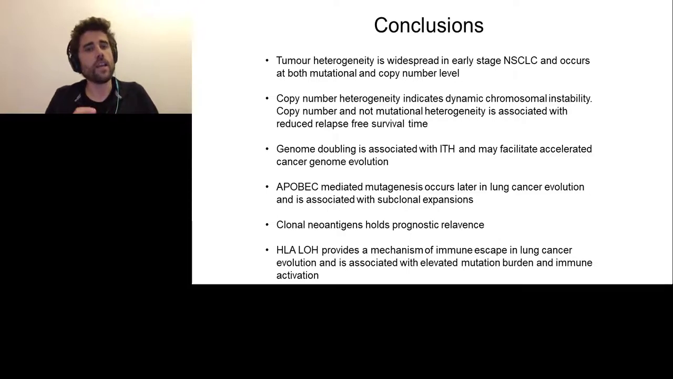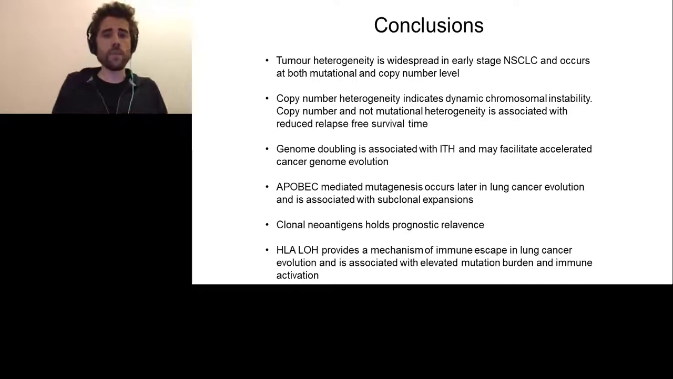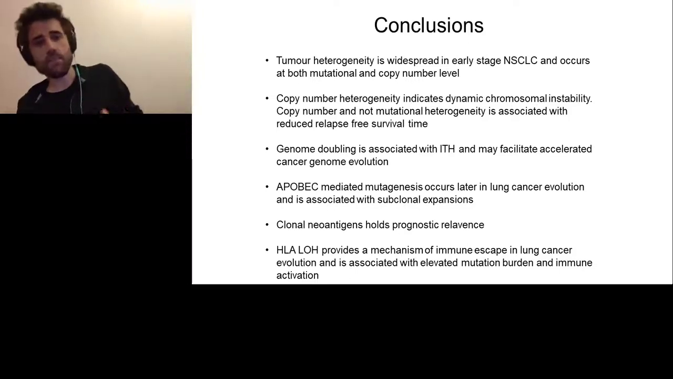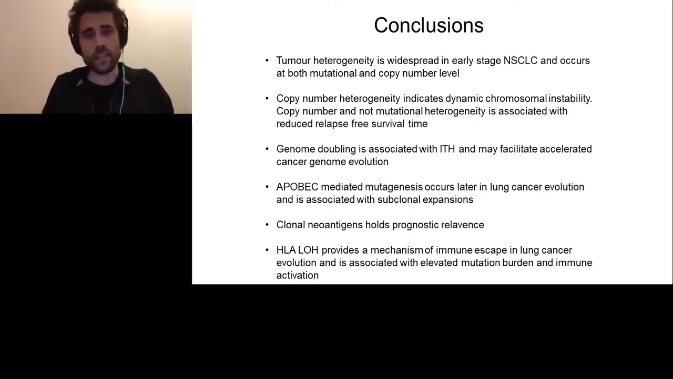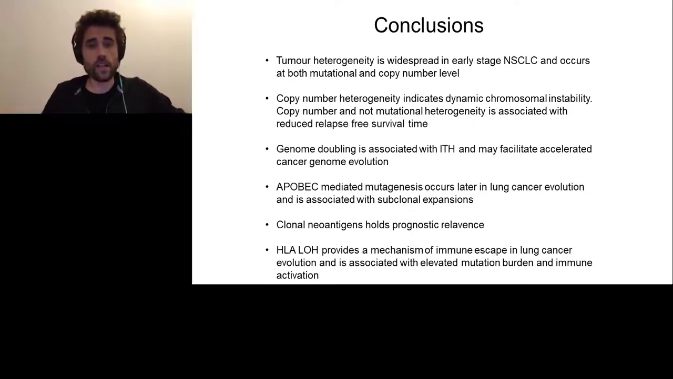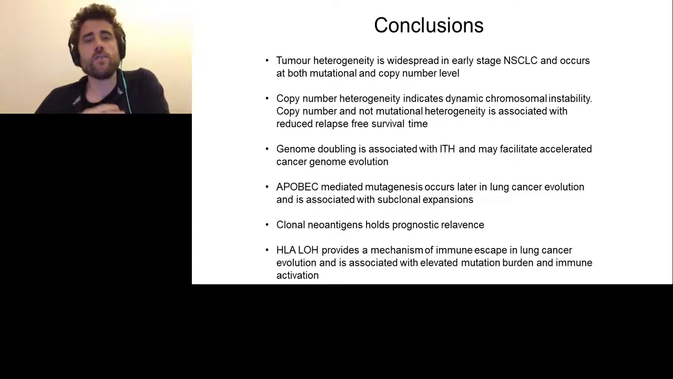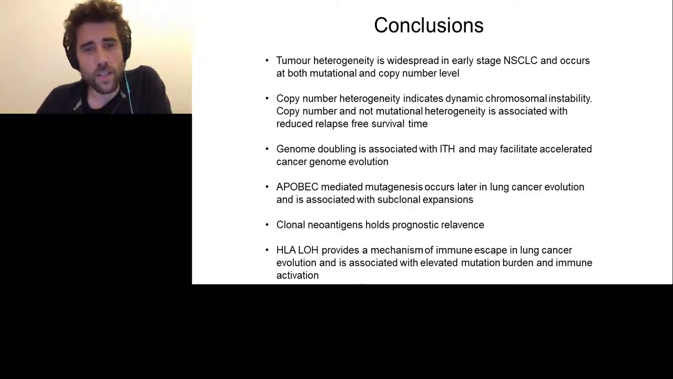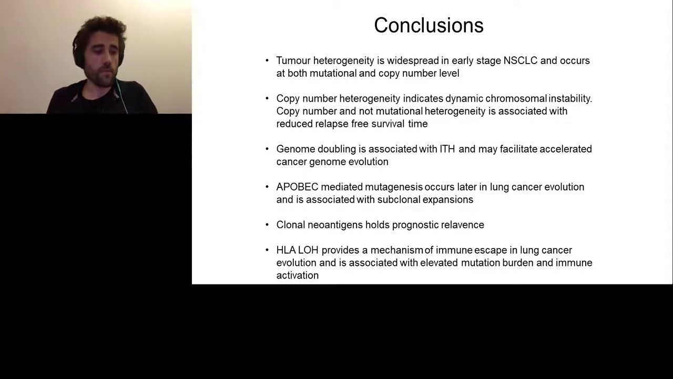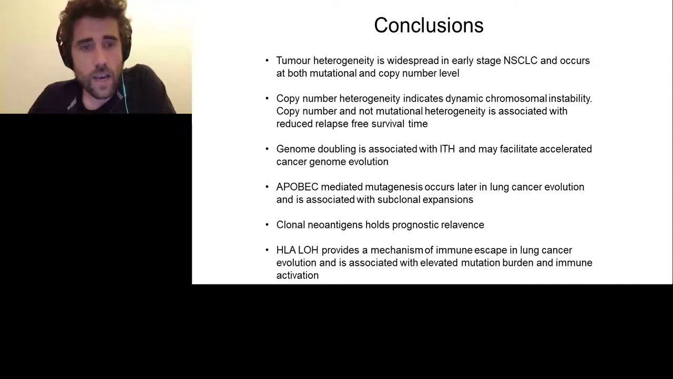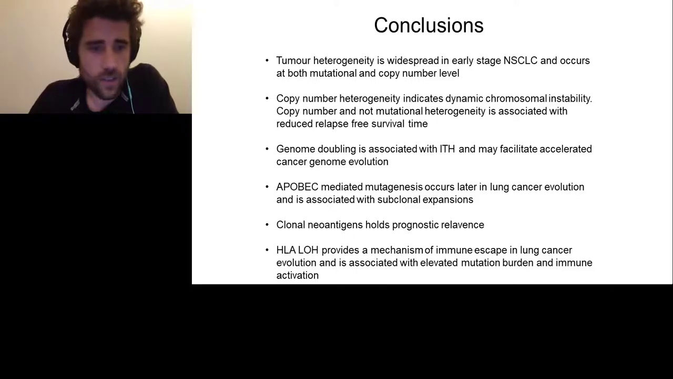And finally, after the doubling event, one thing we can see is APOBEC-mediated mutagenesis. The enzyme involved in innate immunity appears to be mutating the cancer cells themselves, and perhaps facilitates branched tumour evolution and subclonal expansions. And finally, we also see, in terms of relation to the immune system, that clonal neoantigens appear to hold prognostic relevance, both in the context of patients treated with immune checkpoint blockade and even those that haven't been treated. And we also see a potential mechanism of immune escape that's particularly pervasive here is loss of your HLA alleles, so you no longer present potential neoantigens.